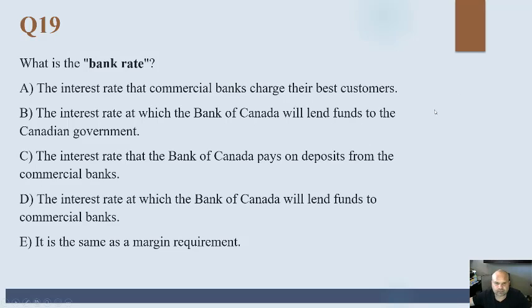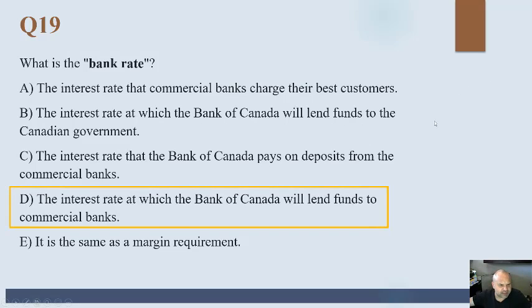Hit pause. Okay, the correct answer is D. It's the interest rate at which the Bank of Canada will lend funds to commercial banks.